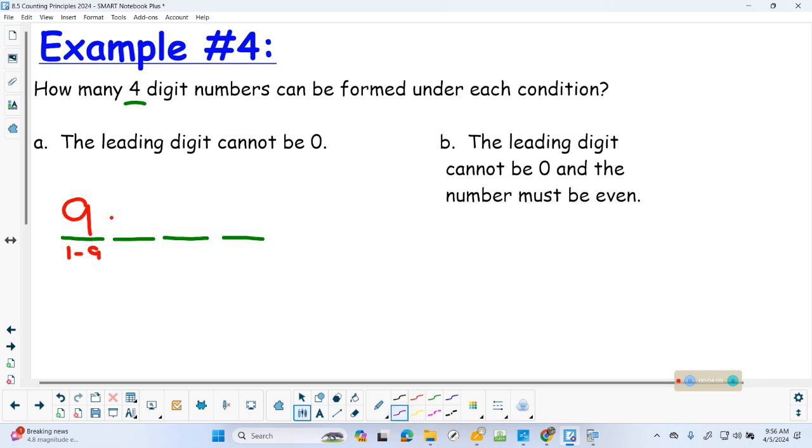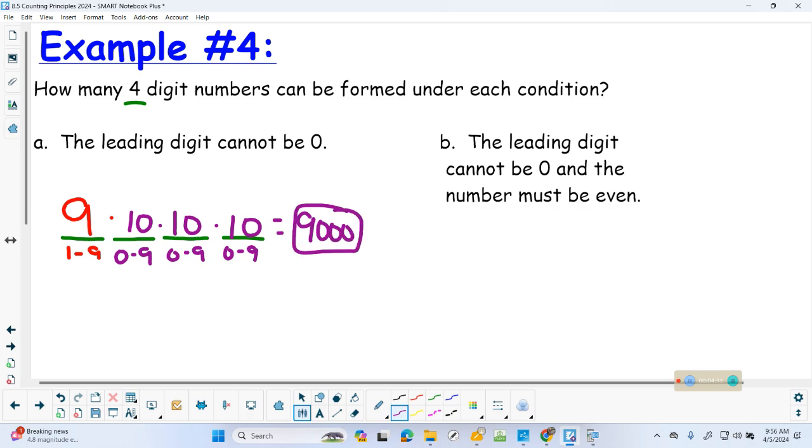Now, it doesn't give you any other information about the rest of them, so you can use 0 through 9 for each of these. So 0 through 9, of course, 10 choices, another 10 choices, and another 10. Whoa, 9,000. And we're going to multiply, you have 9,000. And of course, I probably have more work and more dramatic stuff in the notes than you will on the homework, which is totally fine.